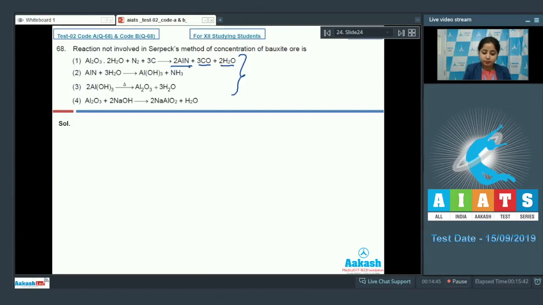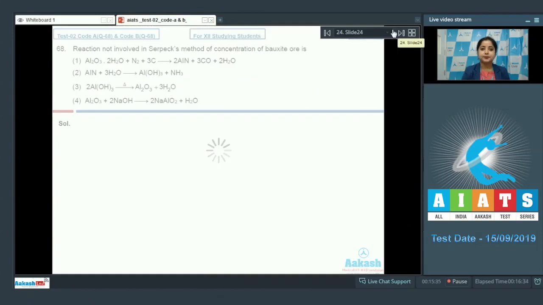The compound aluminium nitride further reacts with water to give aluminium hydroxide and ammonia. Aluminium hydroxide is further decomposed to give Al2O3, that is alumina and water. The last step, which is alumina plus NaOH gives meta-aluminate and water, is not involved in Serpek's method. So we can say that the correct answer is option number 4. Let's move to our next question, class, which is question number 69.